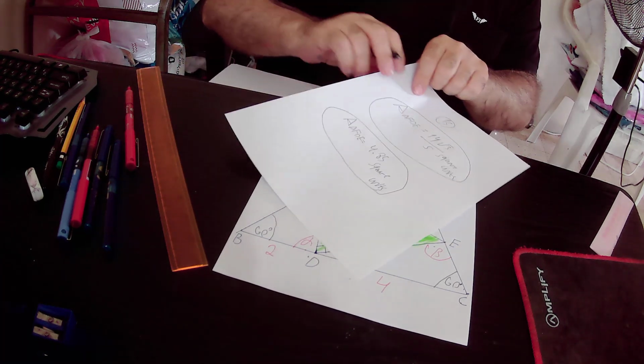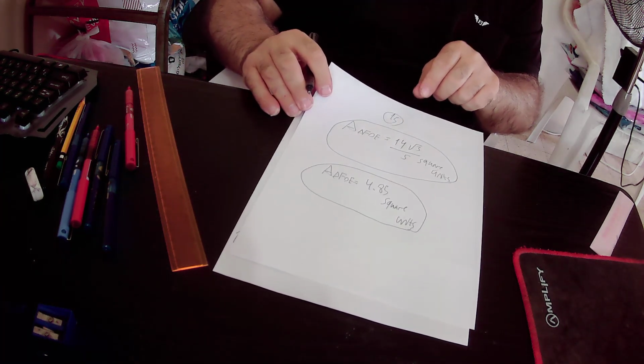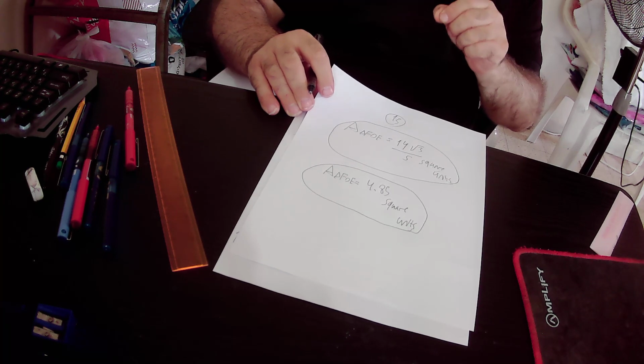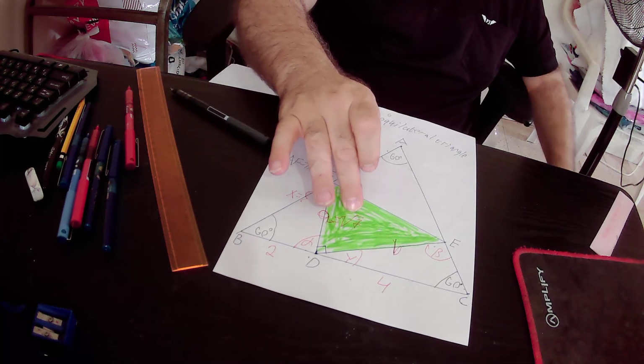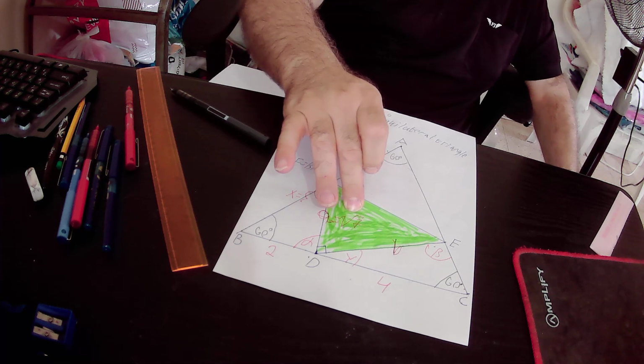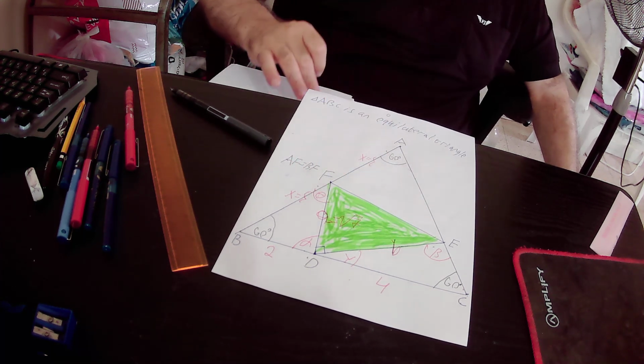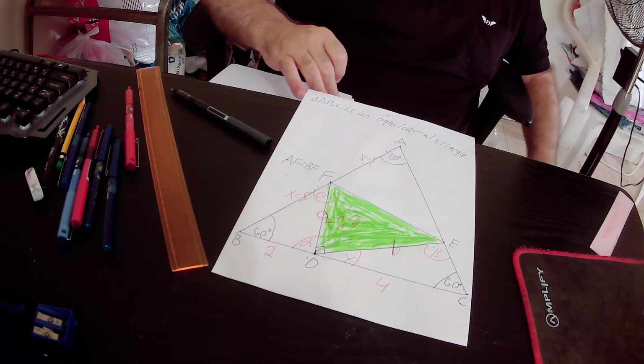The area of the green triangle equals 4.85 square units. Again, the area of this green triangle equals 4.85 square units. So now I will summarize the lecture.